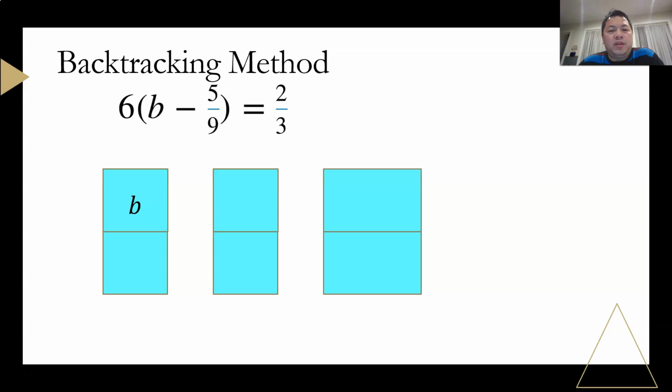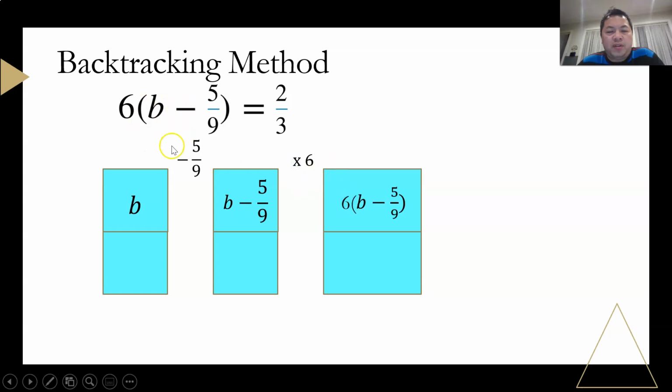Next equation. So I have this equation here. Ooh, looks a little bit complex, but doesn't matter. Let's break it out into chunks. So I have b minus 5/9. So now I have to minus 5/9 over here. That's how I get b minus 5/9. So I have to have 6 times this whole chunk. So I have to times 6 here to get this expression.